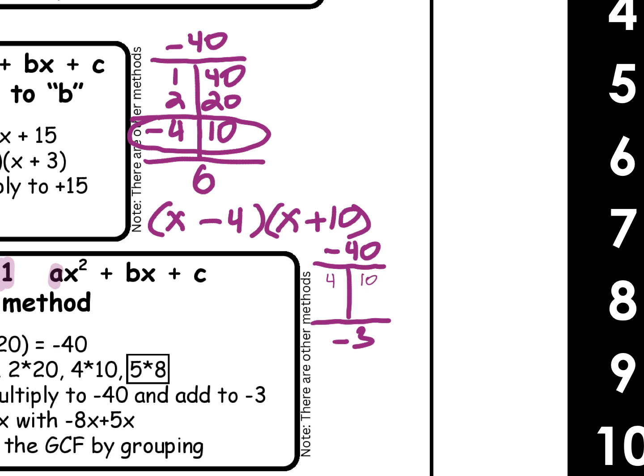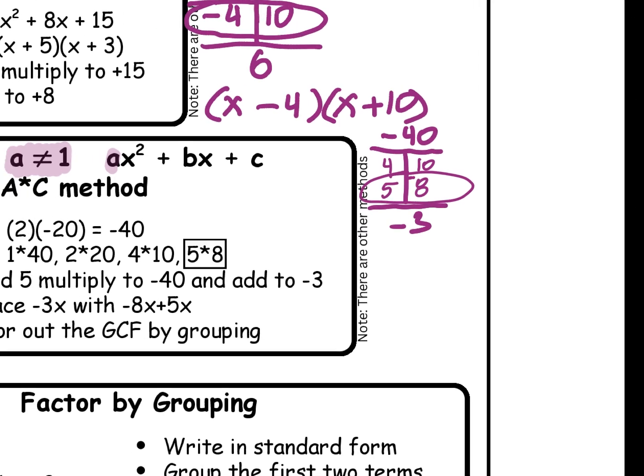So what's the next one up? 5 and 8. Well, 5 and 8 can subtract to 3. So now I just need to decide where that negative goes so that I get a -3. So I'm going to go with the negative on the 8. 5 minus 8 is -3. 5 times -8 is -40. So I have found my magic numbers. Okay, this is where it differs. I can't just plop those in.